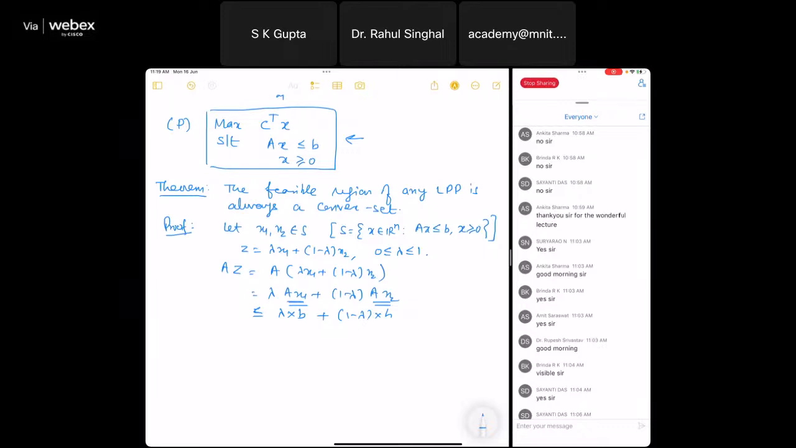which is equal to B. And of course, Z is greater than or equal to 0 because lambda is between 0 and 1, and x1, x2 both are non-negative. So from this, we can say that Z belongs to S, and this implies S is a convex set. In this way, we can see that the feasible region of any linear programming problem is always a convex set.